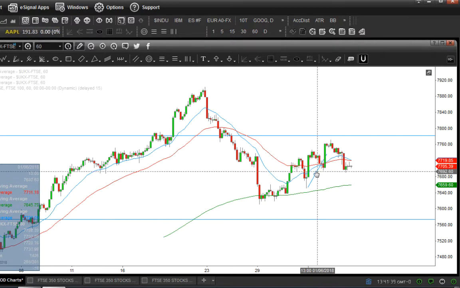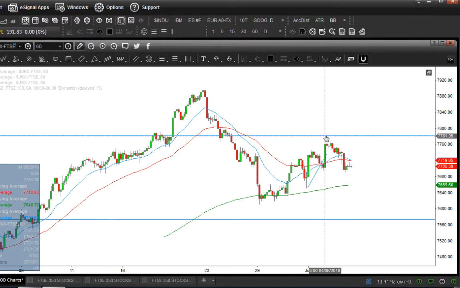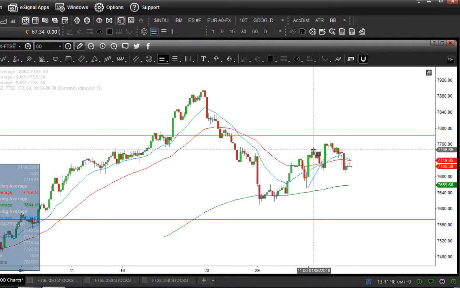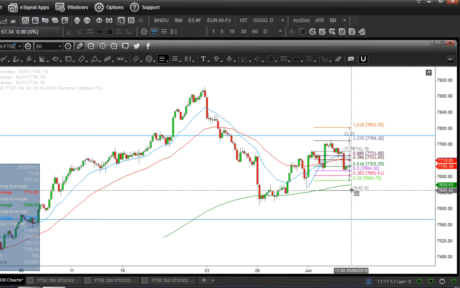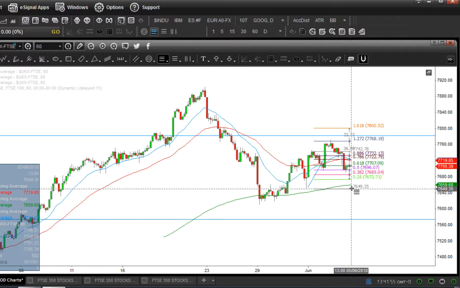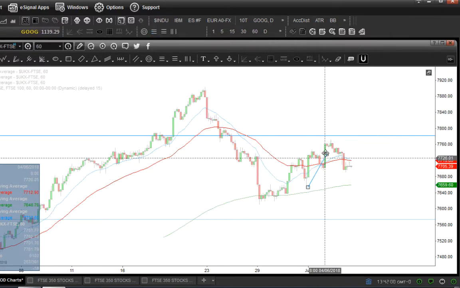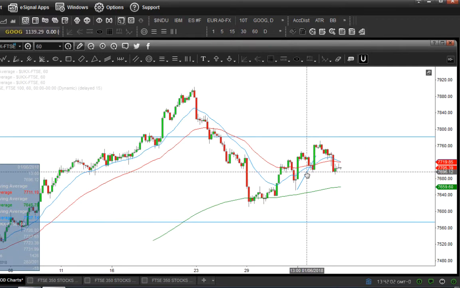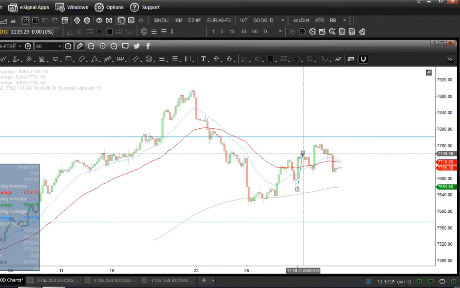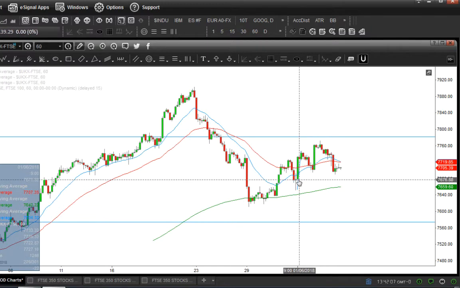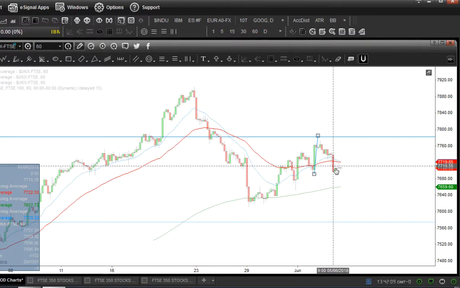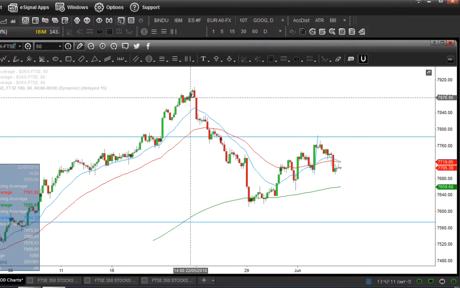But if we look at this ABCD pattern, you can see that we've got an ABCD pattern inside an ABCD pattern. And if we drag our Fibonacci extension tool from point B here to point A, then we have the rejection of the 1.272. There we have it. We've also got symmetry between point A to B equaling C to D. There we have it. There we are. So how are we going to trade this one?